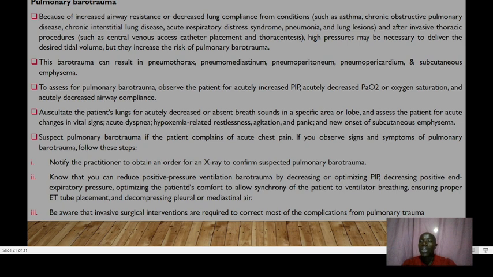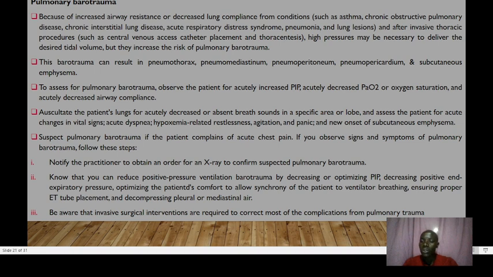Pulmonary barotrauma could be caused by increased air resistance or decreased lung compliance from conditions such as asthma, COPD, chronic interstitial lung disease, acute respiratory distress syndrome, pneumonia, or lung lesions. It can also occur after invasive thoracic procedures such as central venous access catheter placement and thoracentesis. Another cause is that high pressure may be necessary to deliver the desired tidal volume, but you find that it may increase the risk of pulmonary barotrauma.